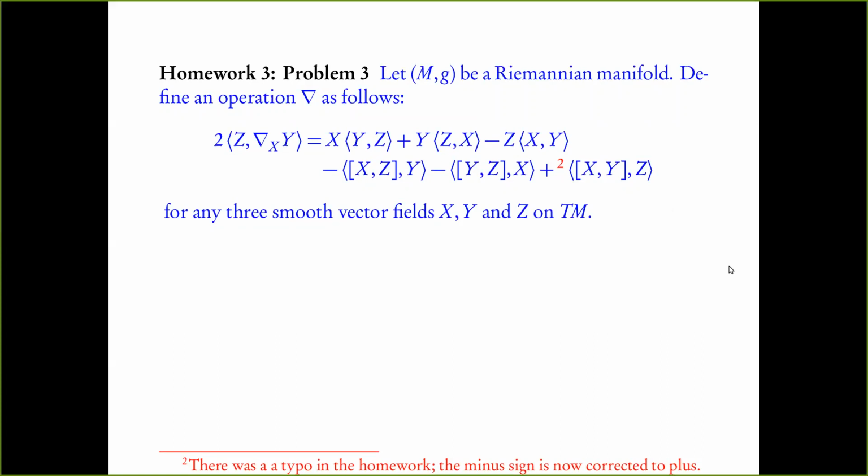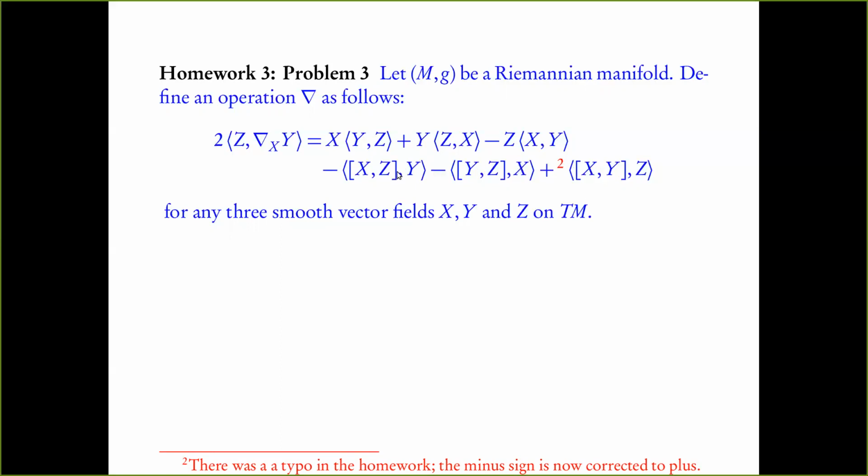So the question is, you define an operation nabla. You're trying to define a connection. First of all, you define this connection implicitly, by defining nabla_X of Y through its inner product with any vector field Z. You define it using this seven-term relation, which is called the Koszul formula or the Koszul rule. The first three terms involve the Riemannian metric, and the last three involve the Riemannian metric and the Lie bracket.